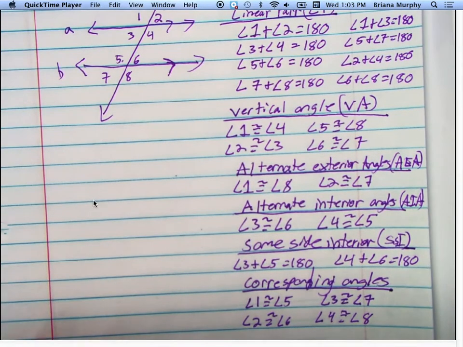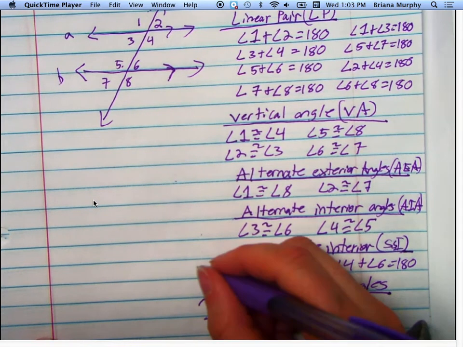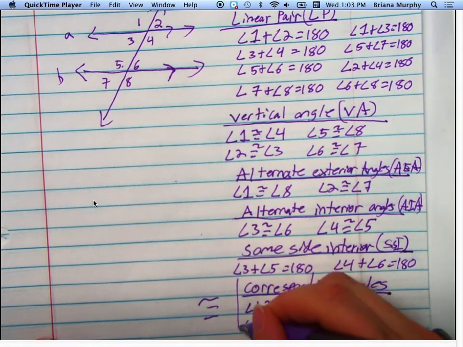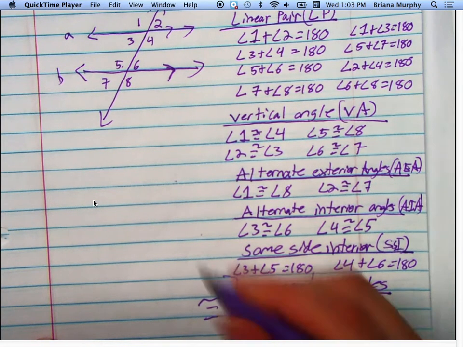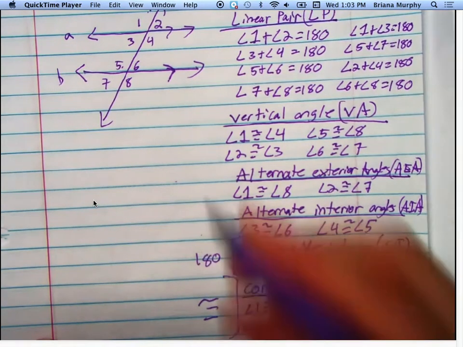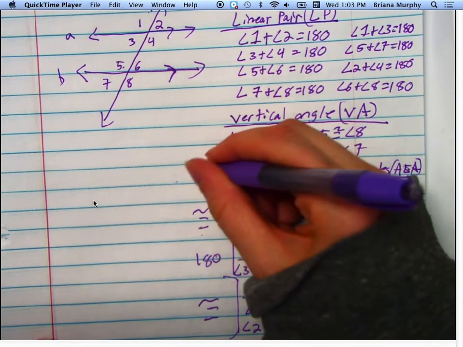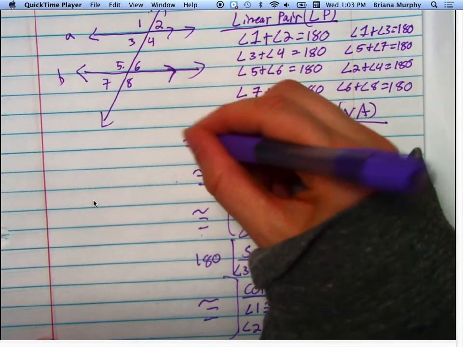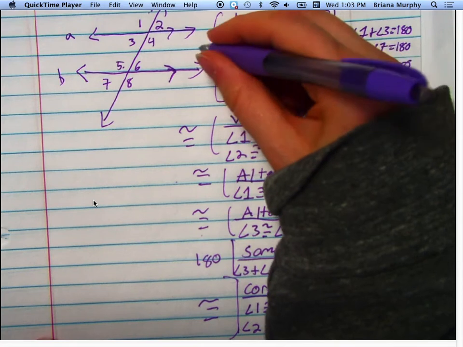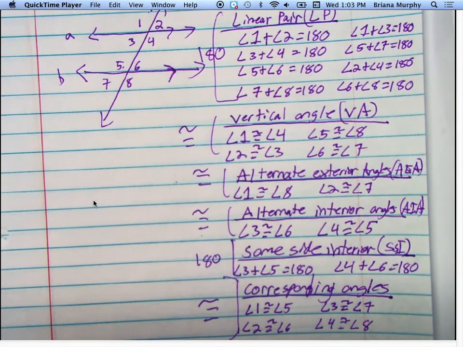Okay. I like to make a little note to the side. These ones are congruent. These ones, same side, means they add up to 180. Congruent, congruent, congruent, add up to 180. Okay, just to make it real quick and easy.